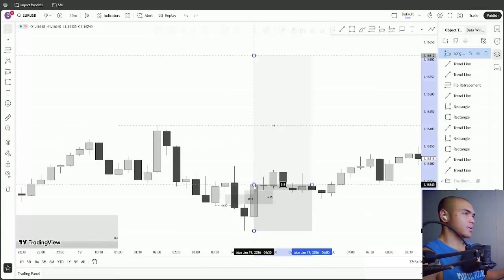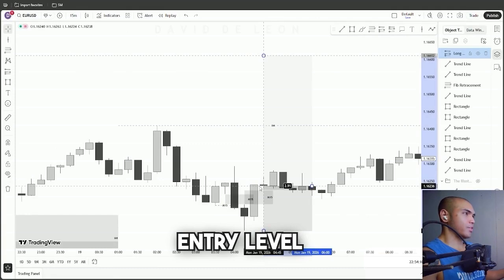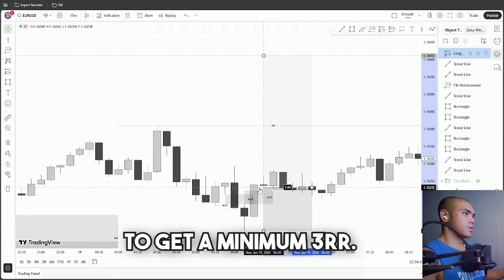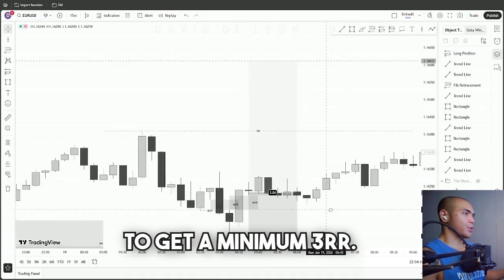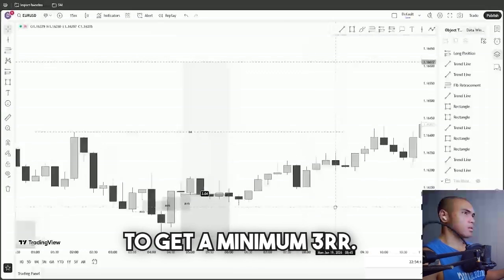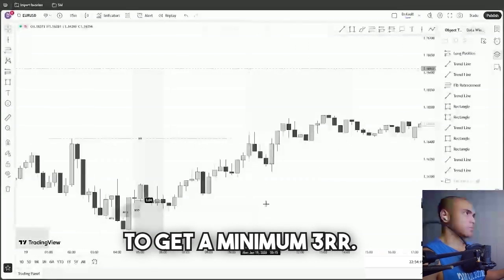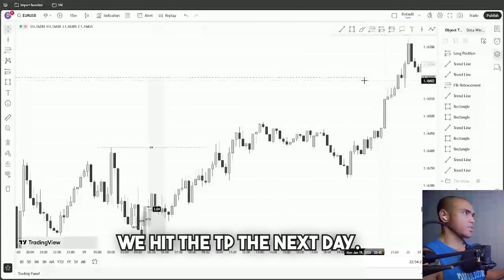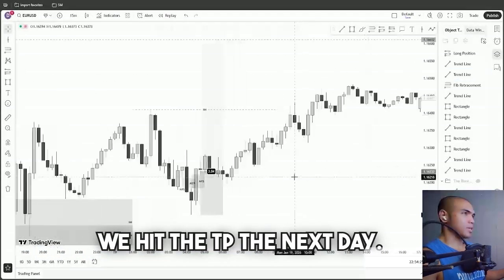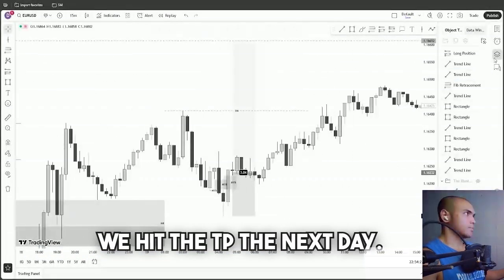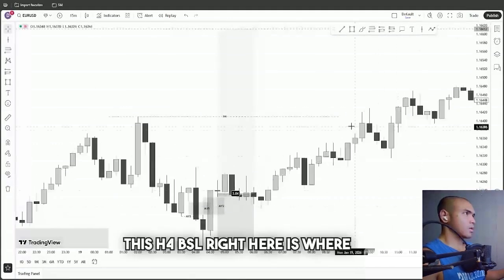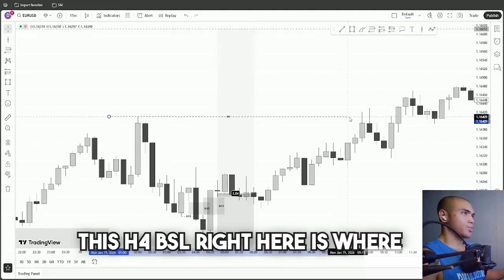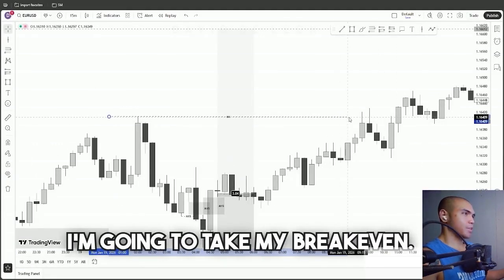Adjust the entry level to get a minimum 3 RR. So we can see with the TP the next day, this H4 BSL right here is where I'm going to take my break even.